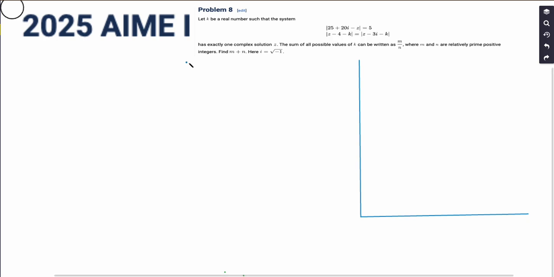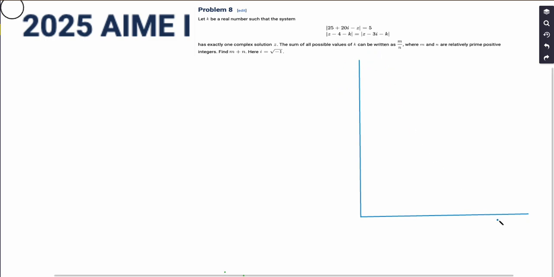Let k be a real number such that this system is satisfied, and it has exactly one complex solution z. The sum of all possible values of k can be written as m over n, where m and n are relatively prime positive integers, and we want to find the sum of the numerator and the denominator.